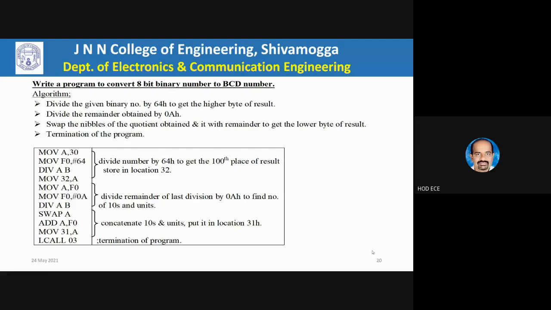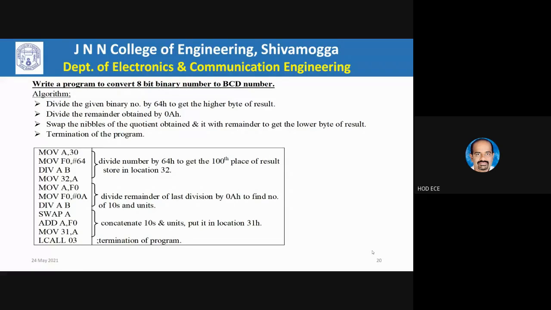Now take the remainder into the accumulator. The remainder is in the B register. F0 is nothing but the B register, F0 is the address of the B register. Mind it, you can write MOV A, F0. That is the remainder of the first division. Now what you have to do? Divide it by 10. So you move B register with #0A, DIV AB. Now the accumulator has the quotient.